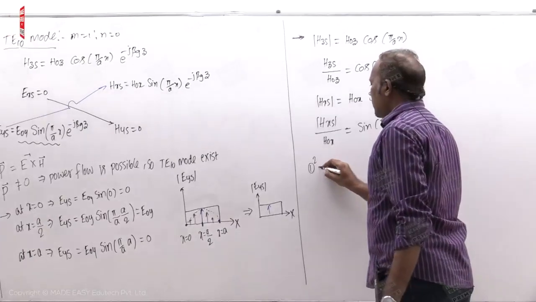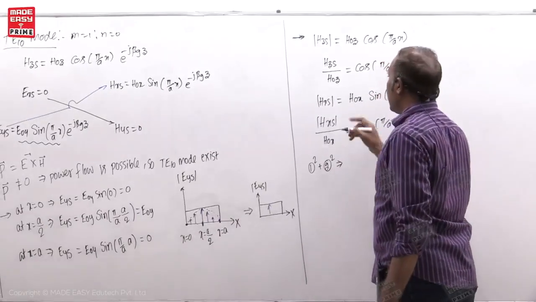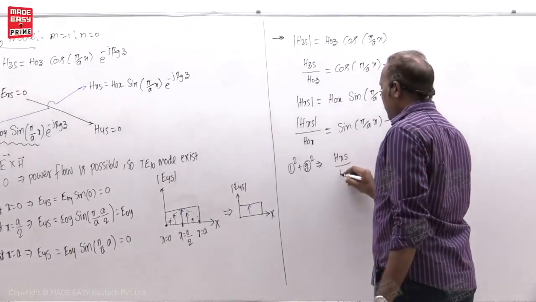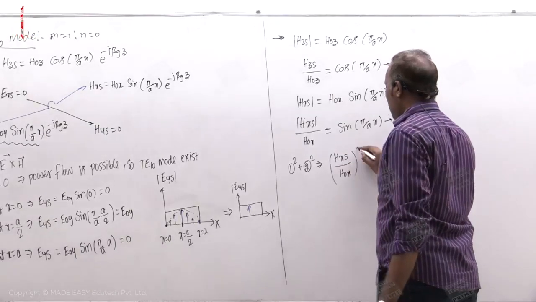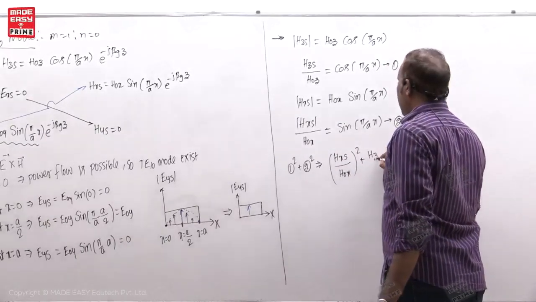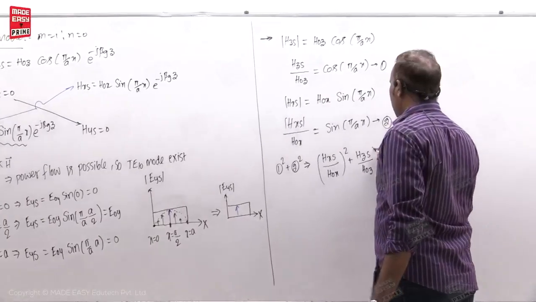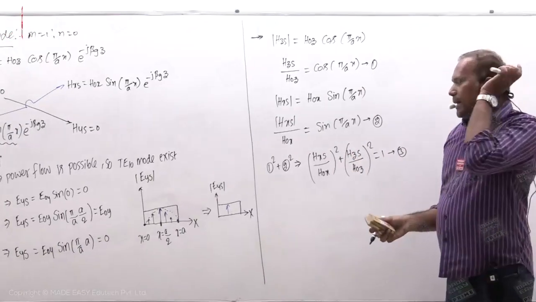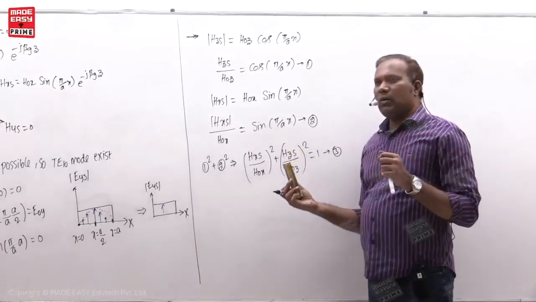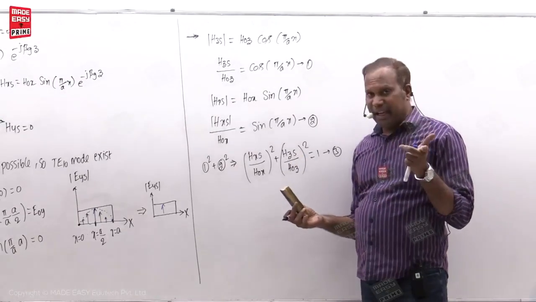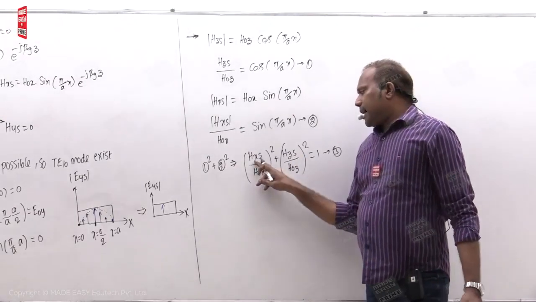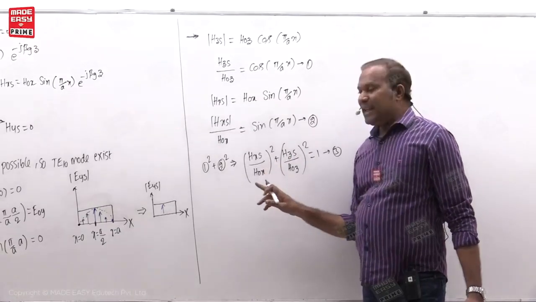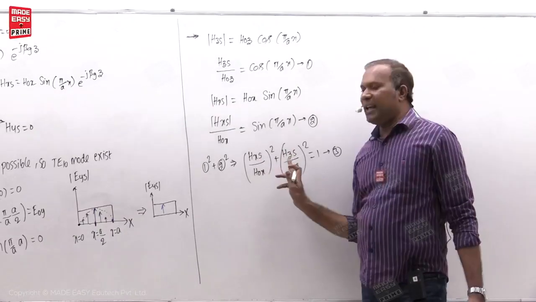Now equation 1 squared plus equation 2 squared implies Hxs divided by H0x whole square plus Hzs divided by H0z whole square is equal to 1. So this is an ellipse equation. x by a whole square plus y by b whole square is equal to 1 is the ellipse equation on the xy plane. And Hxs by H0x whole square plus Hzs by H0z whole square means it is an ellipse in the x, z plane, students.